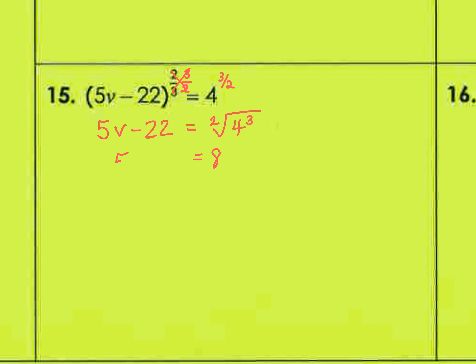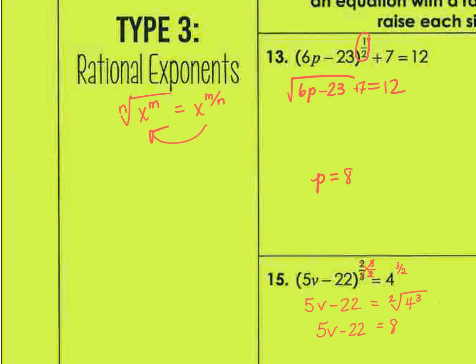Miss, can you go back to your little example you did on the side so I can write it? I got 16. No. Oh, this one? Yes. Because you put the 2 outside and you put the 3.